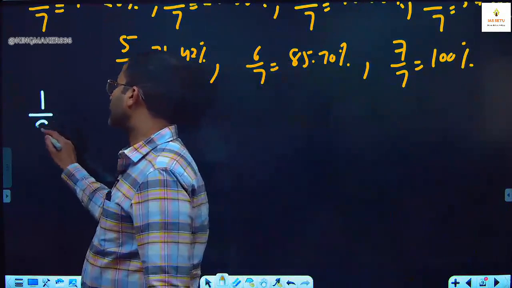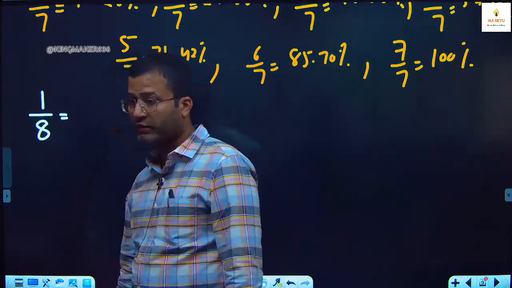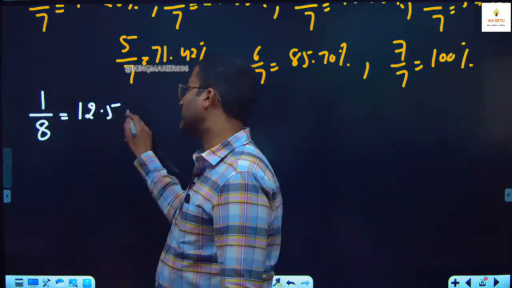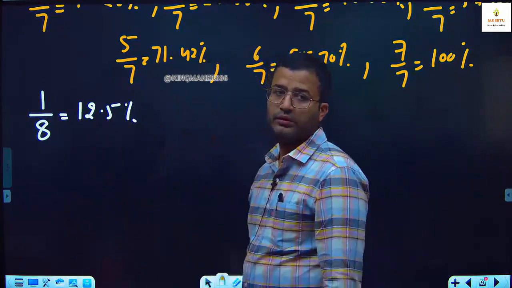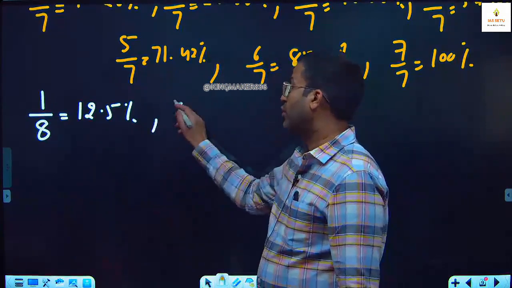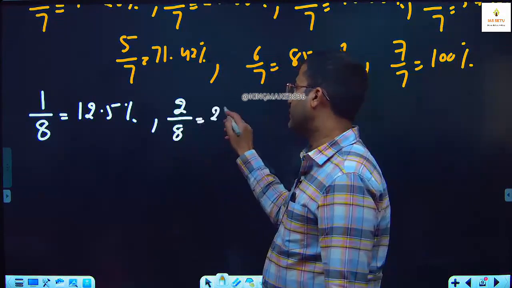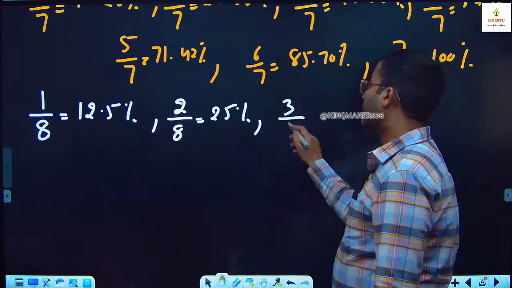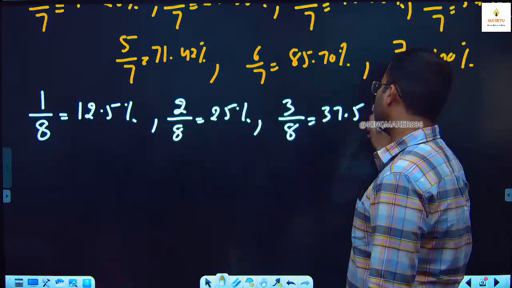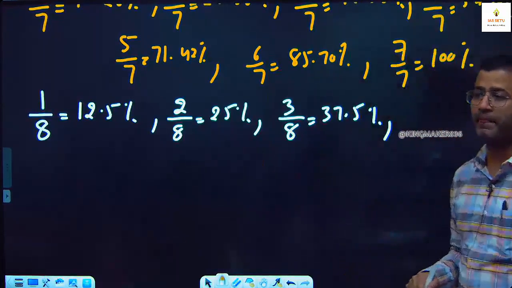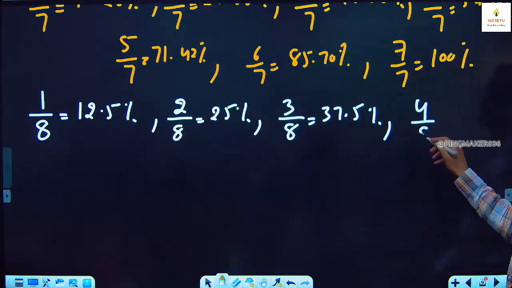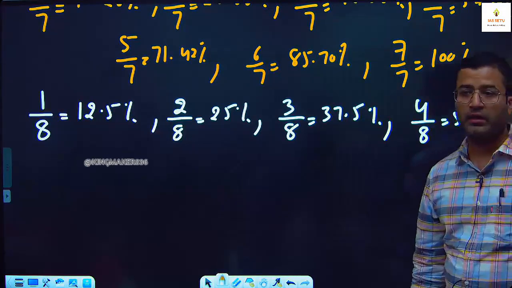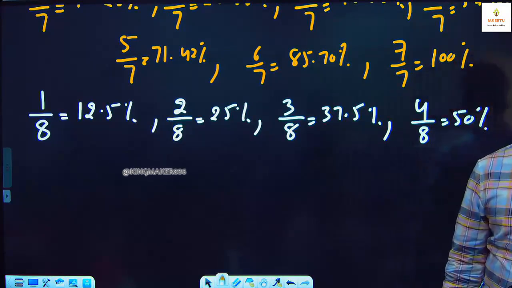Next is 1 by 8. Very very important. 1 by 8 is 12.5%. 2 by 8, 25%. 3 by 8, 37.5%. 4 by 8, 50%. It's like multiples of 12.5.